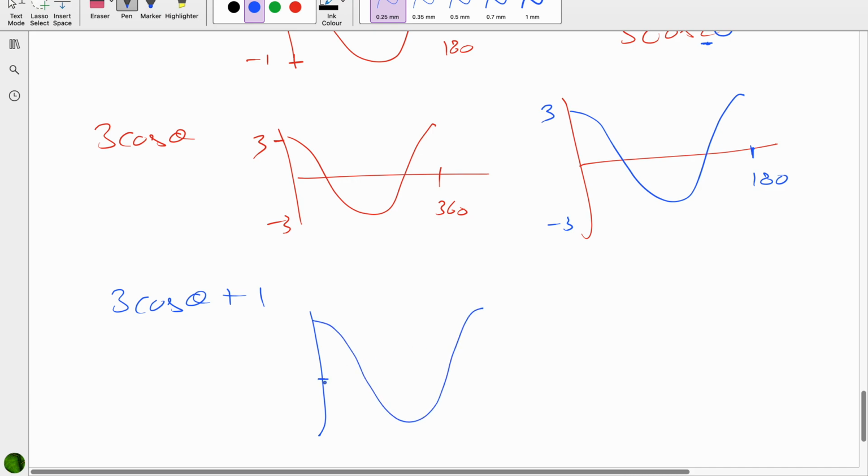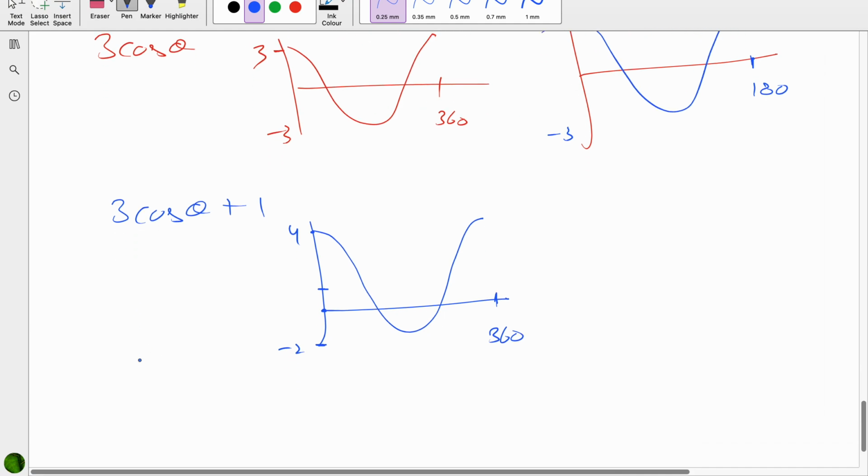I knew that I would have started from 0 and this highest point would have been 3. But because of this plus 1, this is now 4. This lowest point should have been minus 3. But because of this plus 1, this is minus 2. And this now becomes 0 and it ends at 360. So A, B and C for cos.